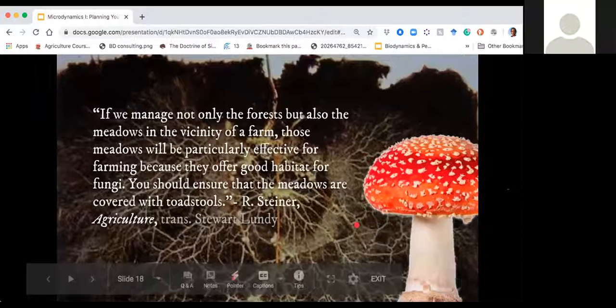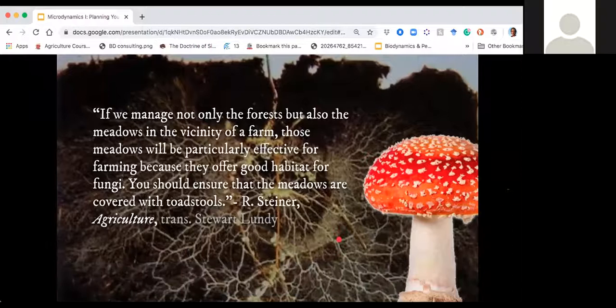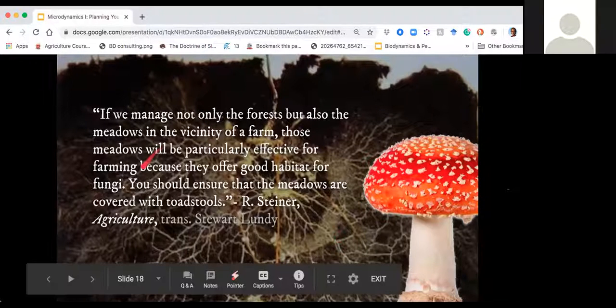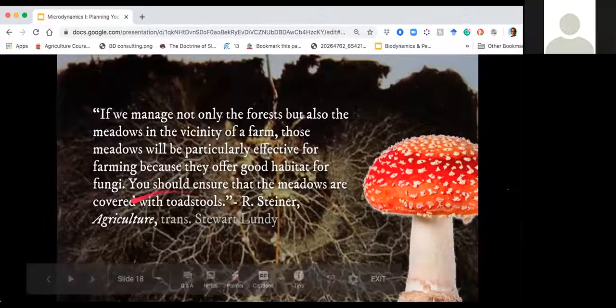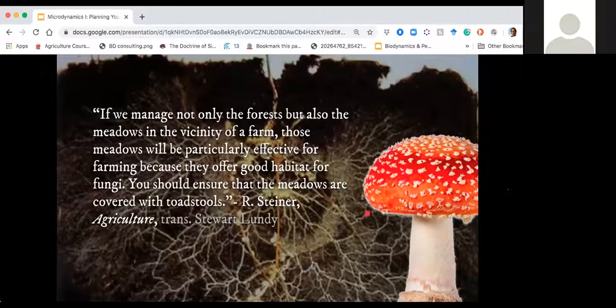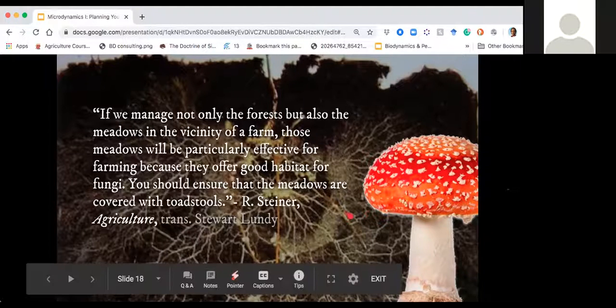Steiner says here that if we manage not only forests, but also the medically effective plants for farming because they offer good habitat for fungi, you should ensure that the meadows are covered with toadstools. Almost every mushroom fruiting body that you'll see out in the field or in your garden, these are not things to try to eradicate. Almost all of them have some sort of mycorrhizal fungi. Some are saprophytic, and a few are parasitic, but most of them have a root relationship with another plant.